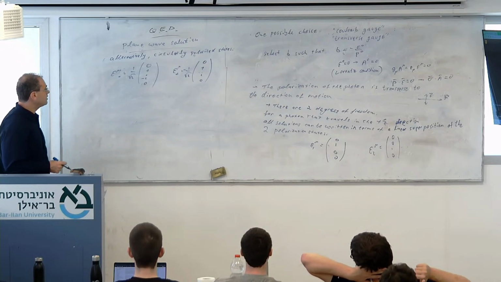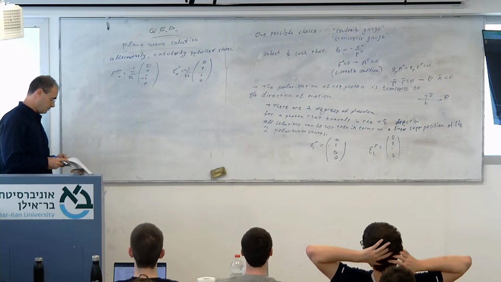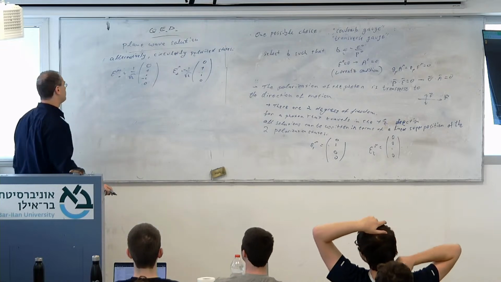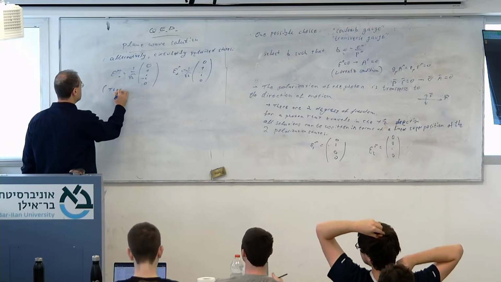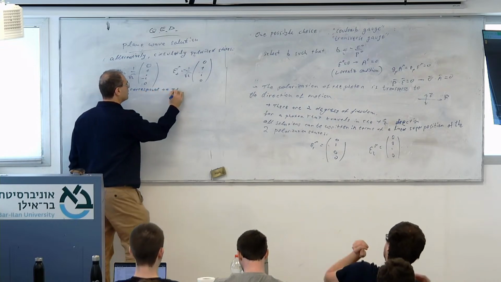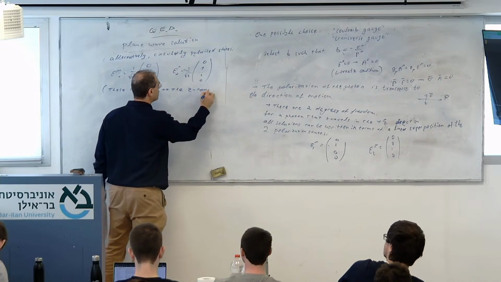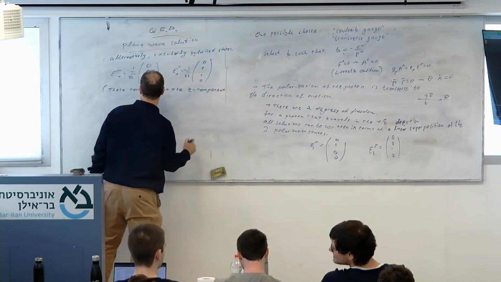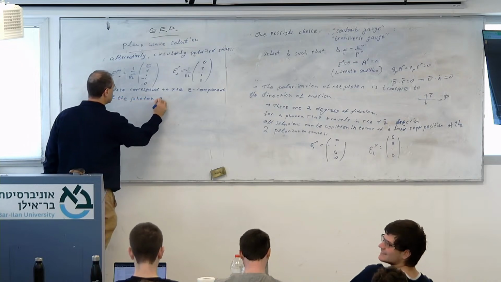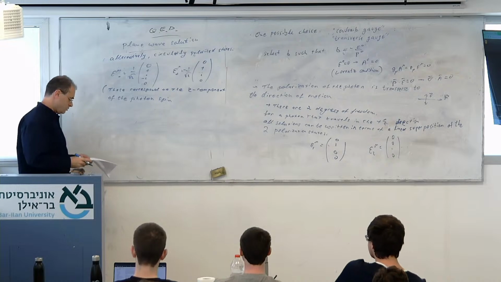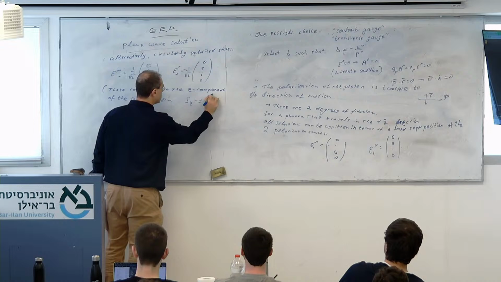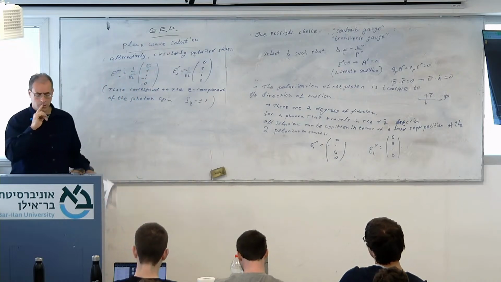So actually, these states correspond to the z component of the spin of the photon. Write it down. These correspond to the z component of the photon spin, S_z.